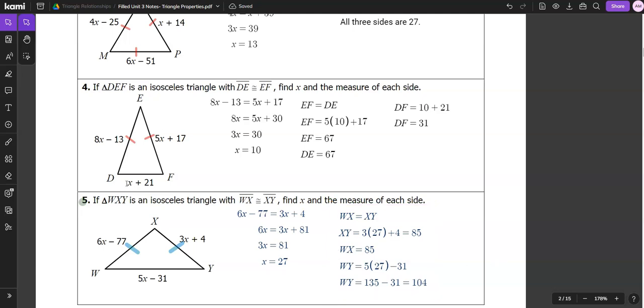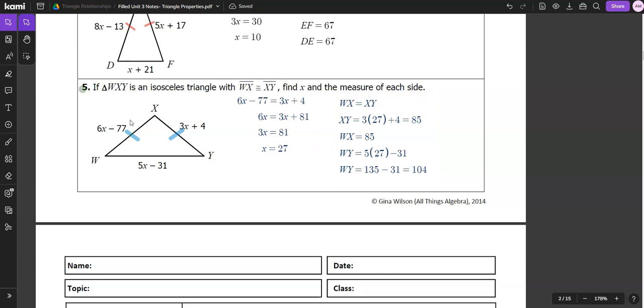Right, and on number 5, it says if WXY is an isosceles triangle with WX congruent to XY, they want us to find x and then the measure of each side. So first, I took the 2 congruent sides, WX and XY, and set them equal to each other. I added 77 to both sides, giving me 6x equals 3x plus 81, subtracted 3x from both sides, and then divided by 3, so we got x equals 27.